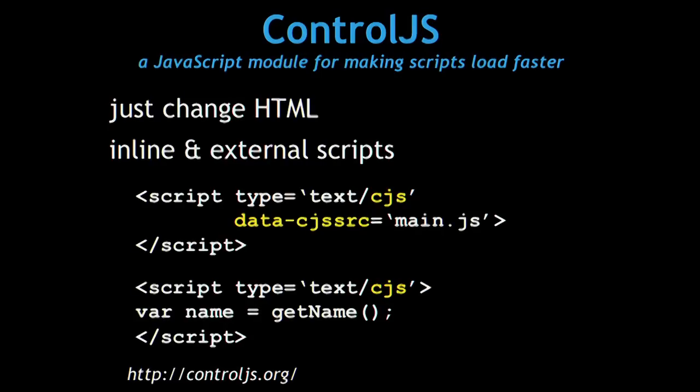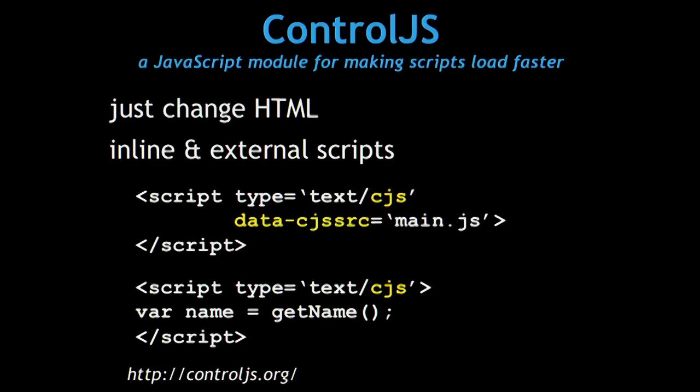And so the thing I like about this technique is it's all done in markup. So instead of script source, having type text script, we'd say text CJS. And instead of a source, we have a data Control.js source. And so this means that the browser will basically just ignore this. And you can also do it with inline scripts just by changing the type.